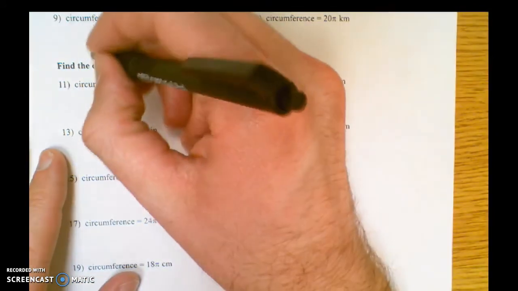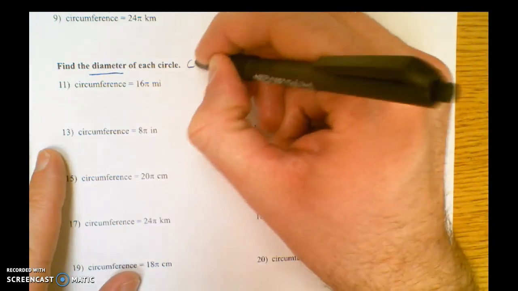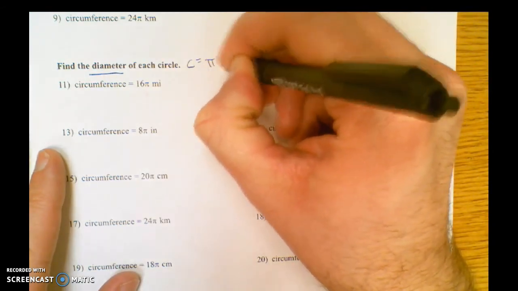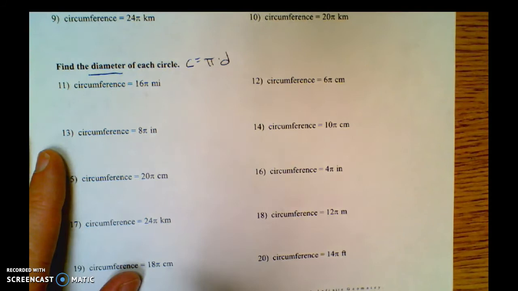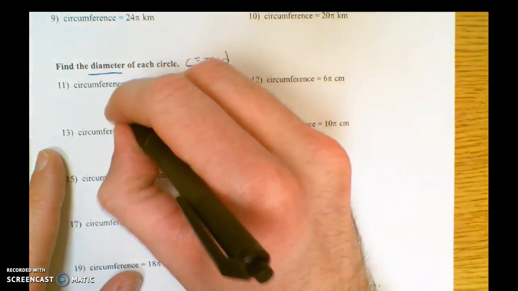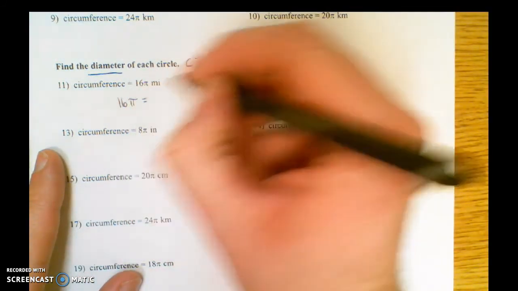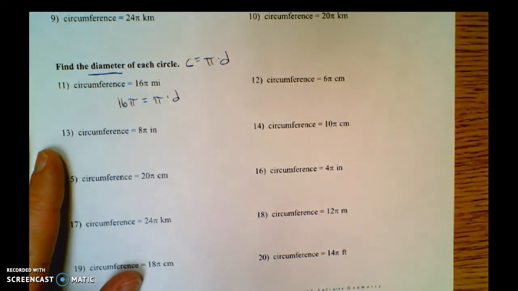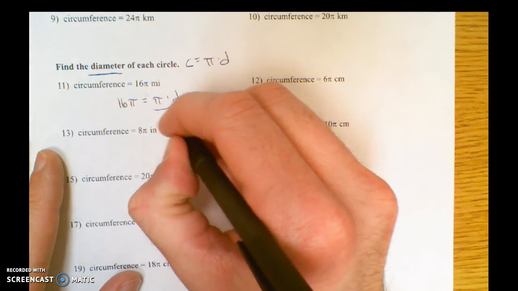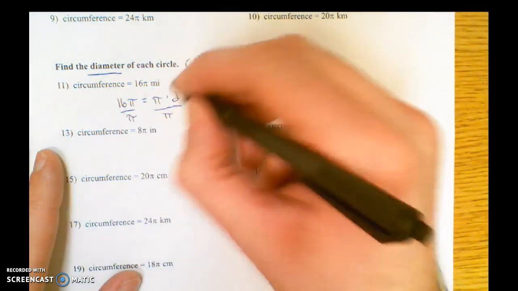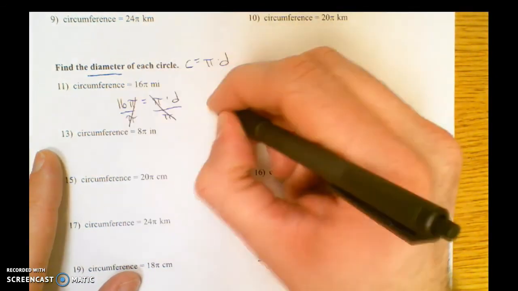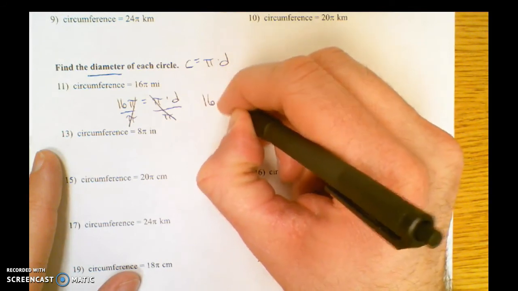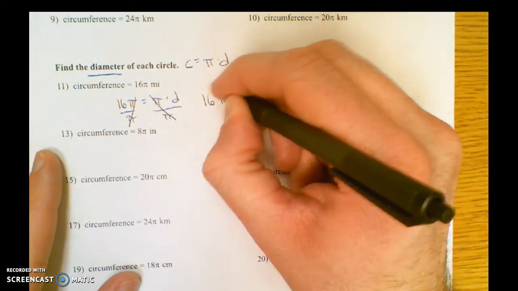Number 11 is asking you to find the diameter. So again, it tells you to go to this formula, c equals pi times d. So I'm going to replace the c this time with 16 pi, and then rewrite the formula. I'm looking for d, so all I have to do is divide both sides by pi. Pi goes away, so I get 16 miles equals the diameter.